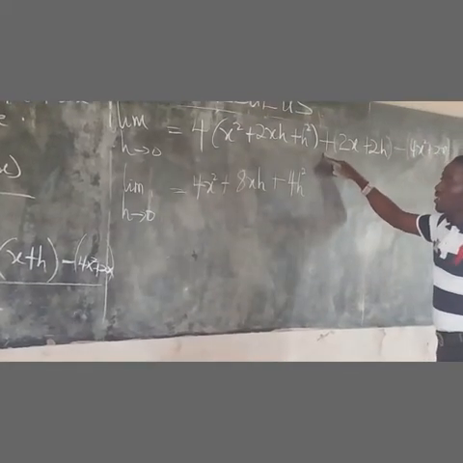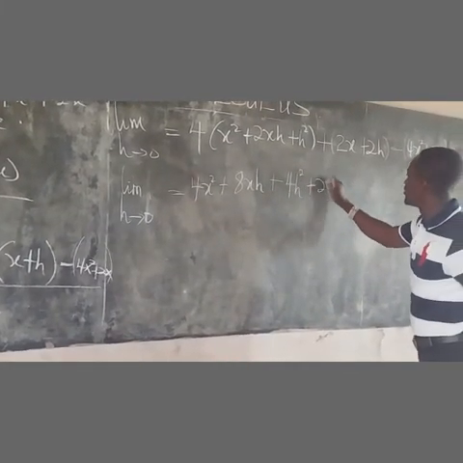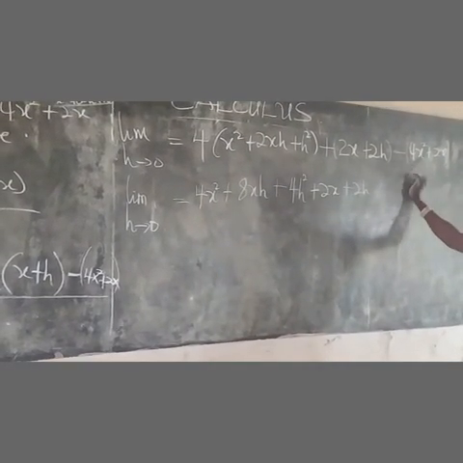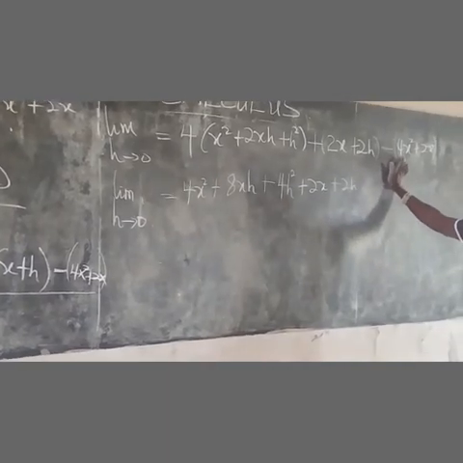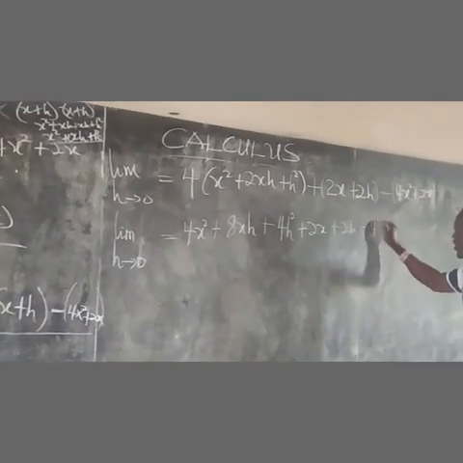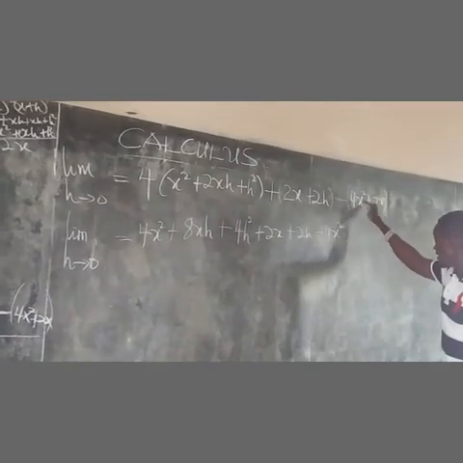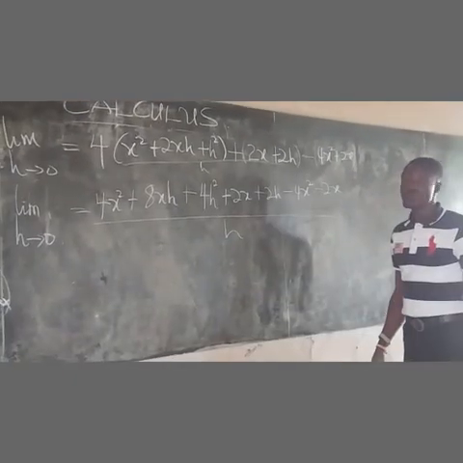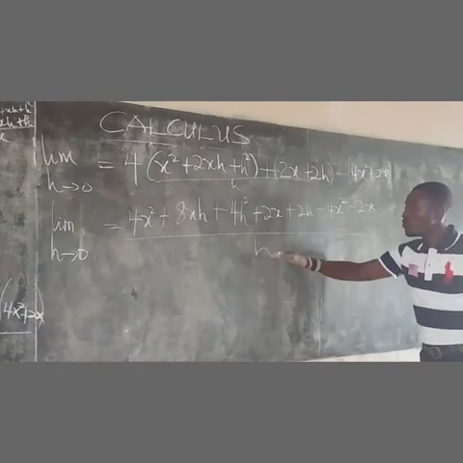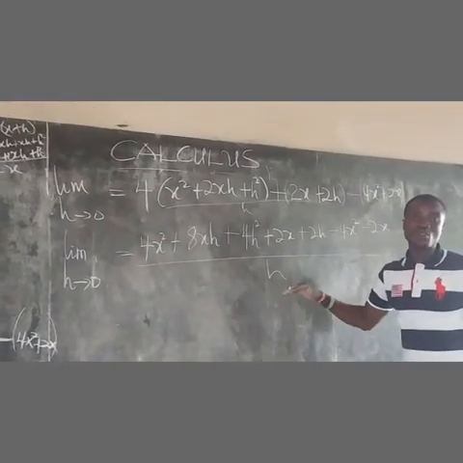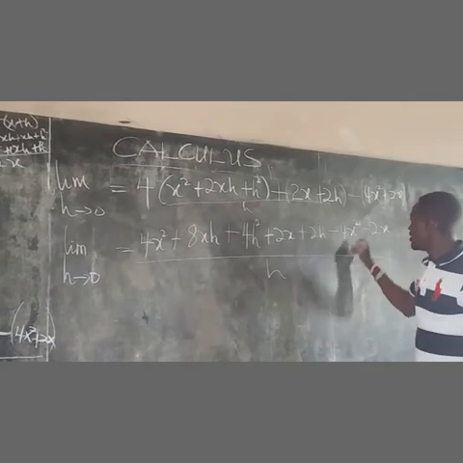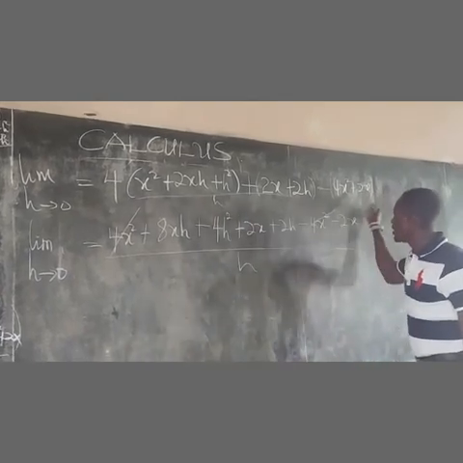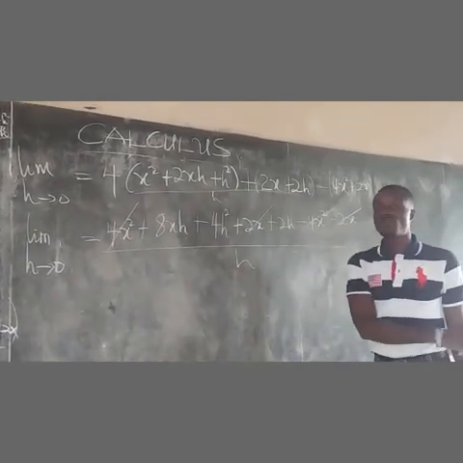Let's come to this side. We have plus 2x. We have plus 2h. Then negative 4x squared. This negative 1 will times the 4x squared, so we get negative 4x squared. Negative 2x. Okay, so when you reach this level, some cancellation happens. Negative 4x squared will cancel positive 4x squared. Negative 2x will neutralize with positive 2x.